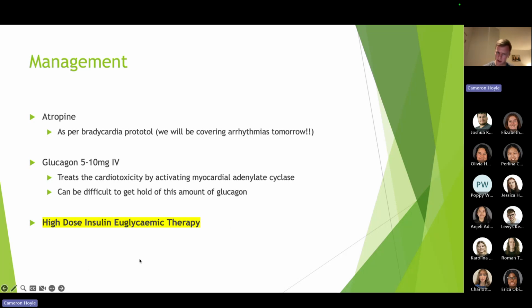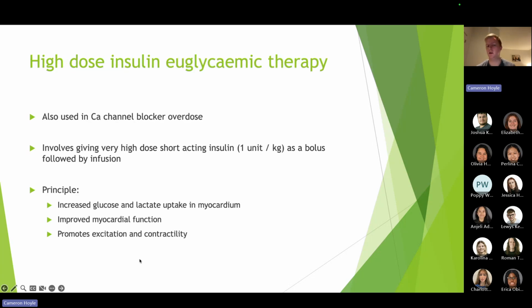The one at the bottom, this high-dose insulin euglycemic therapy, is quite a new regime for beta blocker and calcium channel blocker overdoses. So this involves giving a really, really high dose of short-acting insulin. So you give 1 unit per kilogram, which for a 70 kilogram bloke is going to be 70 units of insulin, which is quite a lot. So you give that as a bolus with some background glucose to prevent them from going hypoglycemic.